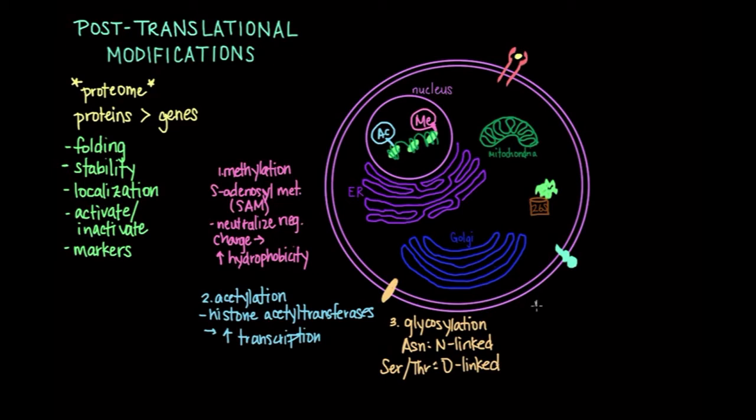The next modification, lipidation, is a post-translational modification employed to target proteins to particular membrane-bound organelles, such as the endoplasmic reticulum, Golgi apparatus, or mitochondria. It is also used to target proteins to endosomes, lysosomes, and the plasma membrane. Two types of lipidation modifications are GPI anchors and S-palmitoylation.